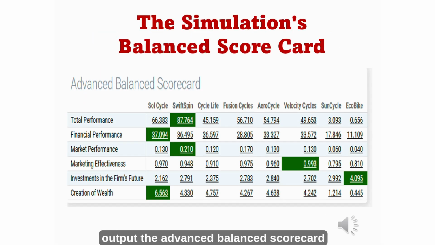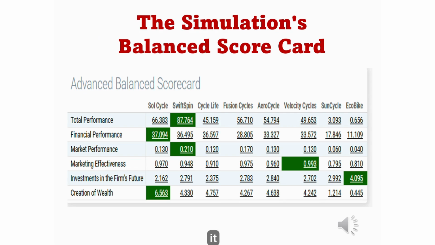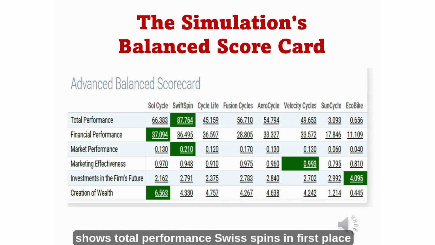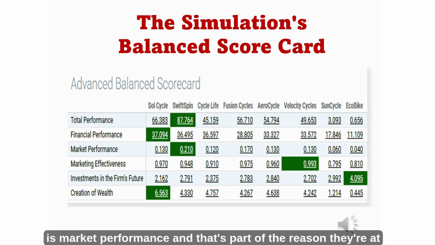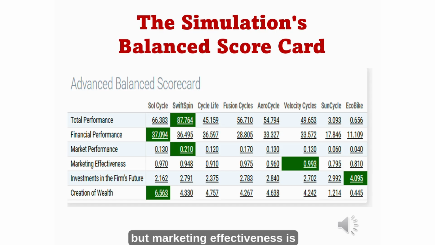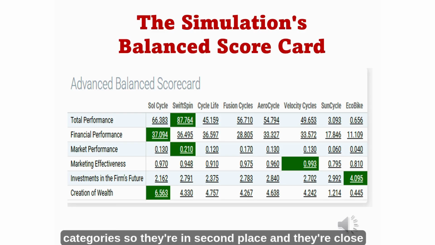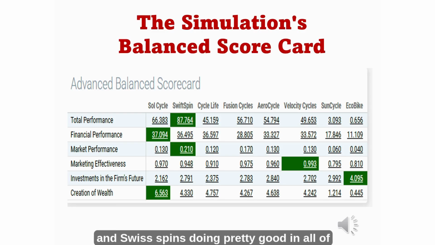Your simulation gives us this kind of output, the advanced balanced scorecard. It shows total performance, SwiftSpin's in first place, and then it also shows who's doing the best at each category. Financial performance is SoulCycle. SwiftSpin again is market performance, and that's part of the reason they're at the top, but they also do well in the other categories. But marketing effectiveness is Velocity Cycles. Investment in the future, EcoBike. And creation of wealth, SoulCycle. And you can see SoulCycle has 2 categories, so they're in second place and they're close. And SwiftSpin's doing pretty good in all of them.